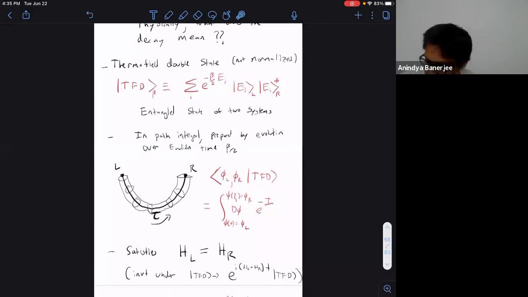Another important property of this thermal field double state is that it has a nice symmetry, it satisfies H left equals H right, so that it's invariant under translating in time in one direction on the left and the opposite direction on the right.